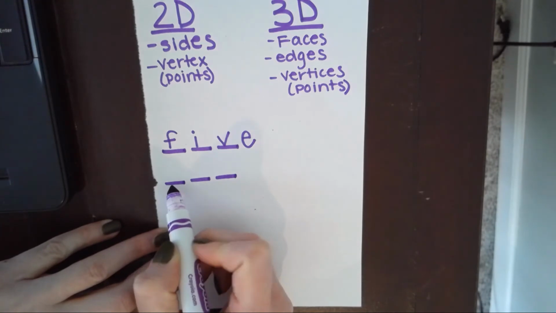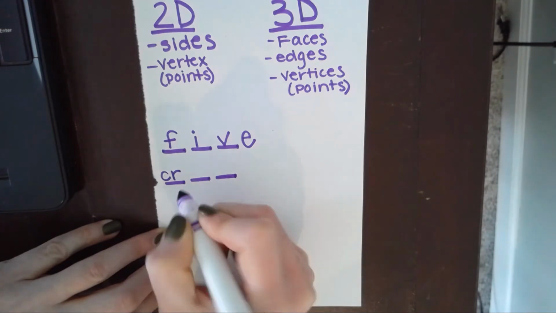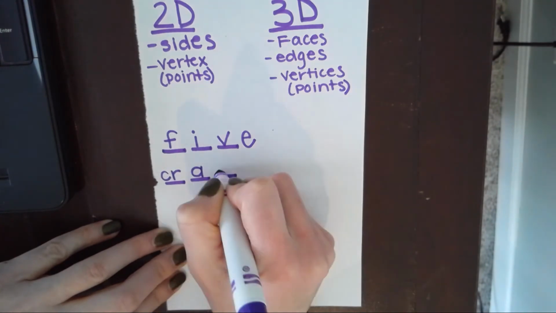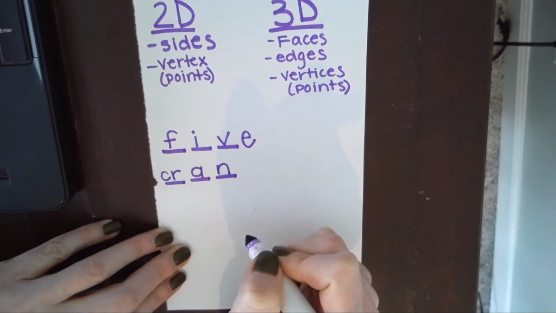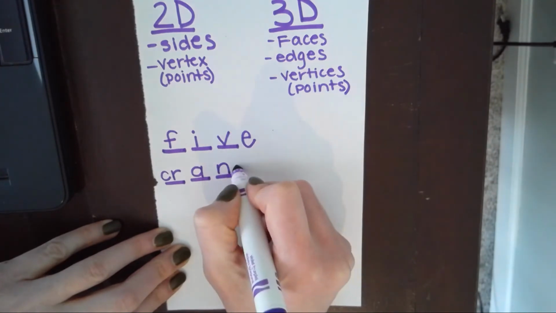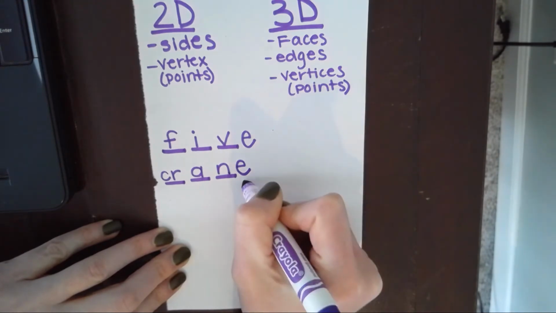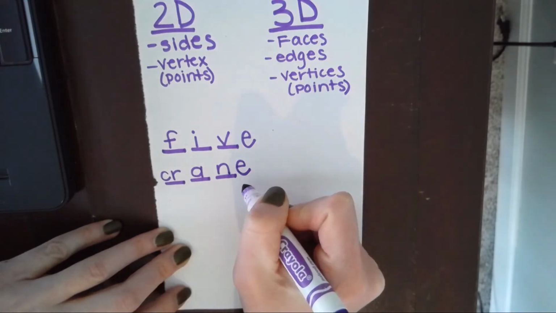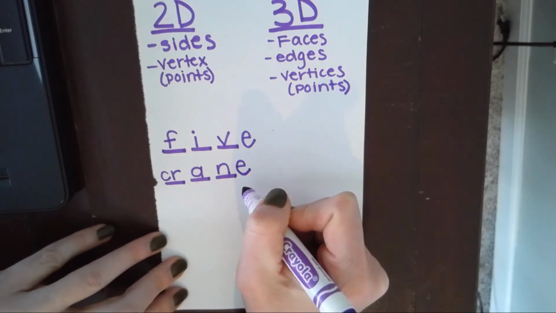Cr, c-r, cr, a, n. Now how do I get that A to say its name? I have to add that silent E at the end, and that silent E does not get a line because I do not hear that letter at the end of the word. I'll do one more example for you.